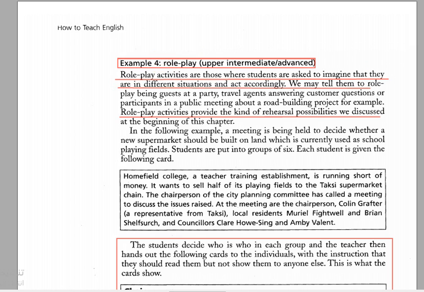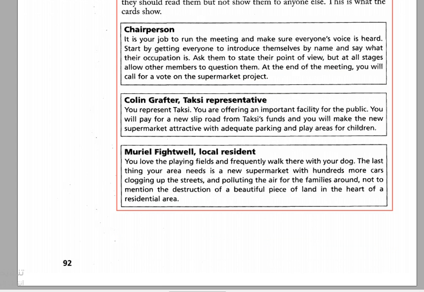Also, example number 4, role play. Role play is for upper intermediate or advanced students. Role play means activities for students who imagine that they are in different situations. So you need to choose students who can imitate or act in that situation, and tell them exactly how to do it, perfectly, better than just repeating some sentences. They can do it like actors or actresses.